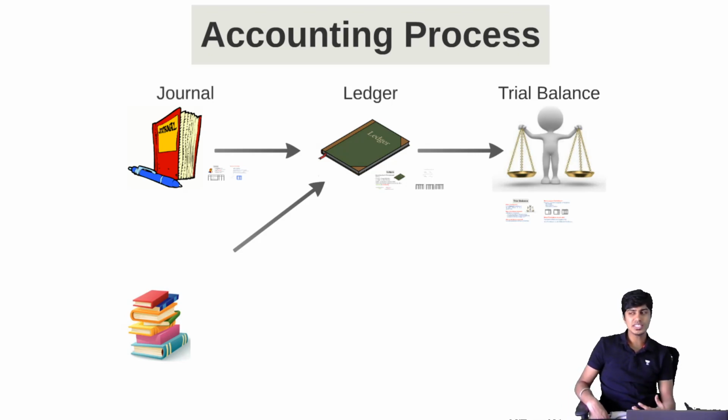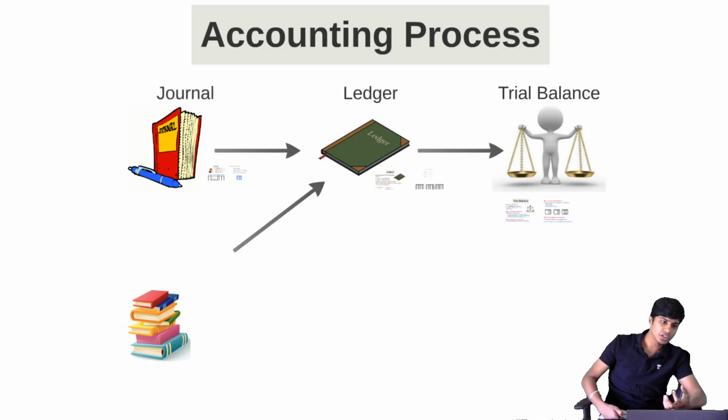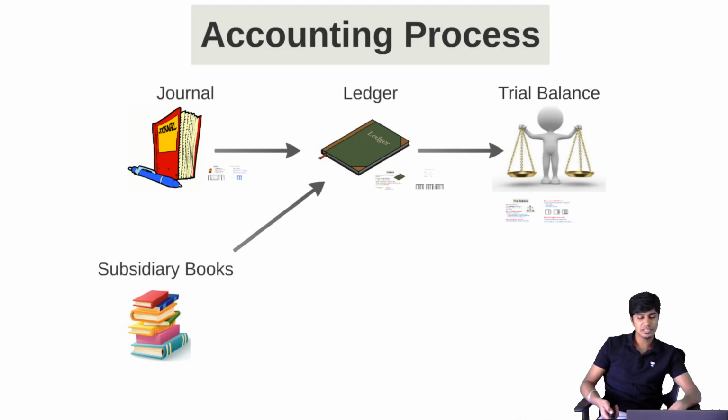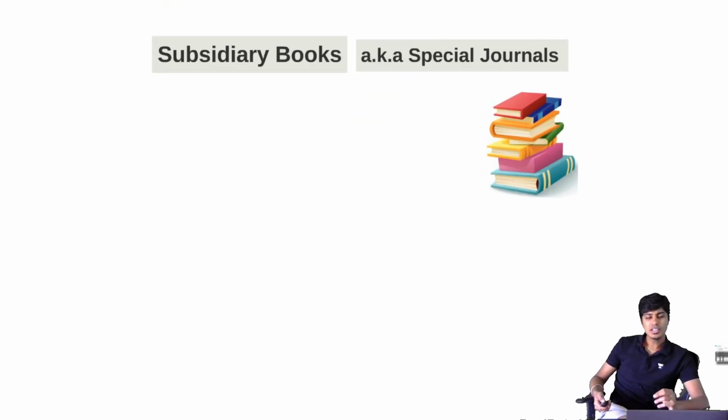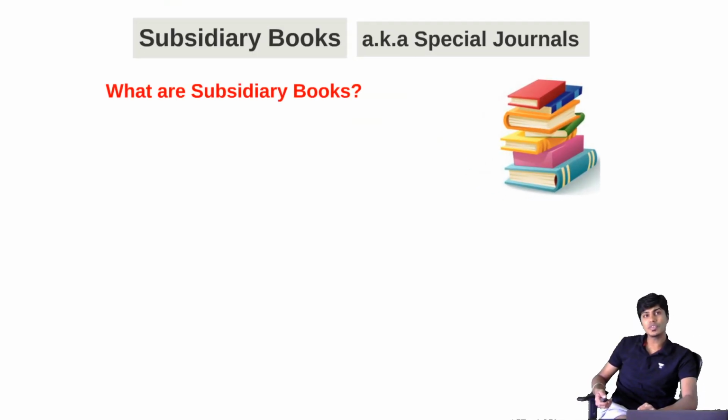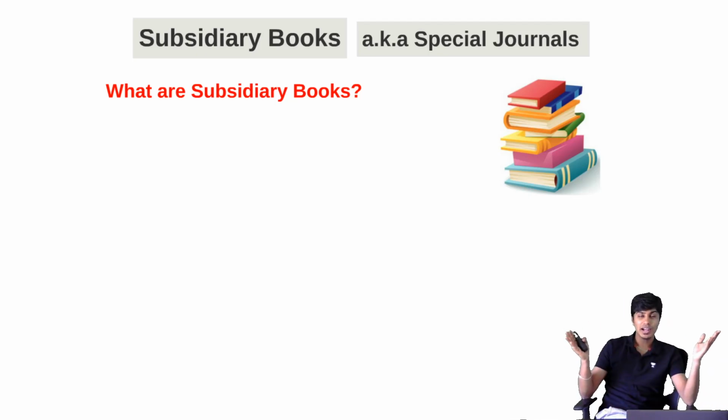So what they do, they say we are special. Our scale of operation is different. We want a unique solution. So they follow special journals, also called subsidiary books. Subsidiary books are also called what? Special journals. These are followed when the size of the organization is too big and they can't wait to prepare ledgers to classify.